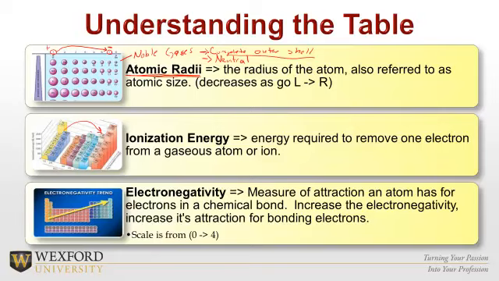Lastly, we have electronegativity, which is the measurement of the attraction an atom has for its electrons in a chemical bond. So the higher the electronegativity, the greater its attraction for bonding electrons. It's very similar to this concept of ionization energy. All right, there is a higher attraction for electrons up here, while down here we have much lower attraction for its outermost electrons. So it's the same idea as ionization energy.